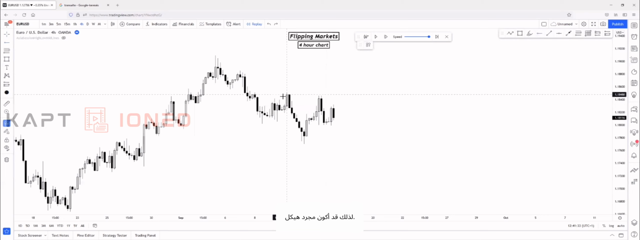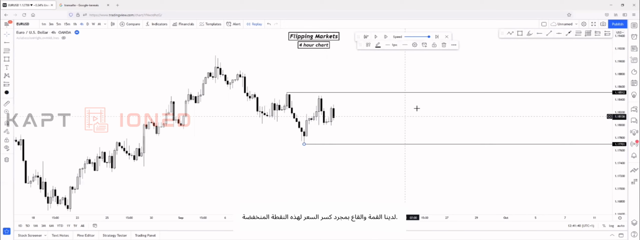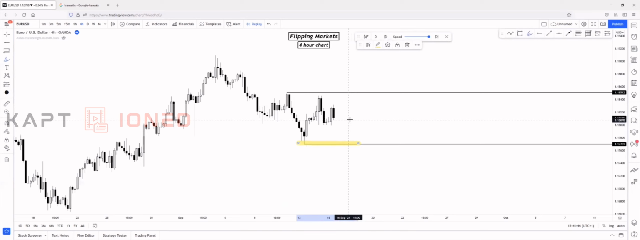So I will just mark the structure. Price is currently moving in this range. We have a high and a low. As soon as price breaks this low point, it will create a break of structure. So one of the three criteria will be fit. Okay, let's see what will happen.